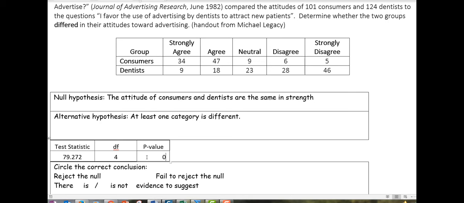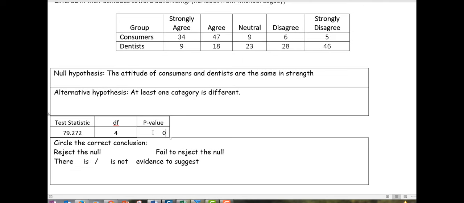Now, it's not really 0, but somewhere 15 decimal digits out, I actually get to a number. So, in other words, when I see this, it's exciting because I actually found something interesting I would want to share, that there actually is a difference in how these different groups feel towards this. So I would reject the null, and there definitely is evidence to suggest that at least one category is different. In other words, what does that mean? That means that consumers and dentists don't think alike. They actually have a different opinion when it comes to this particular subject.